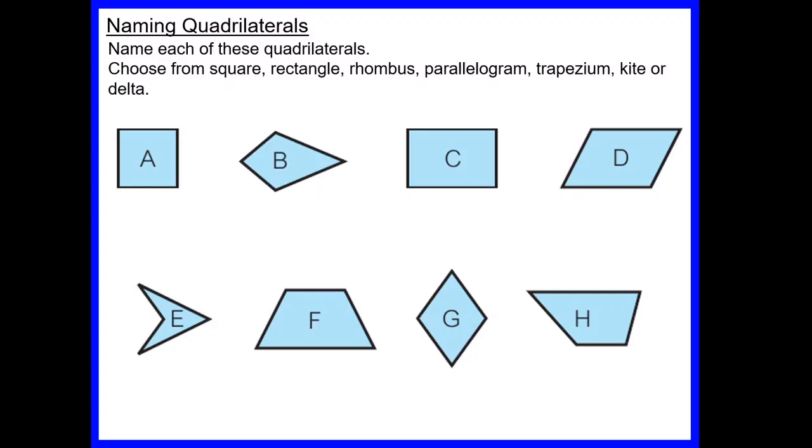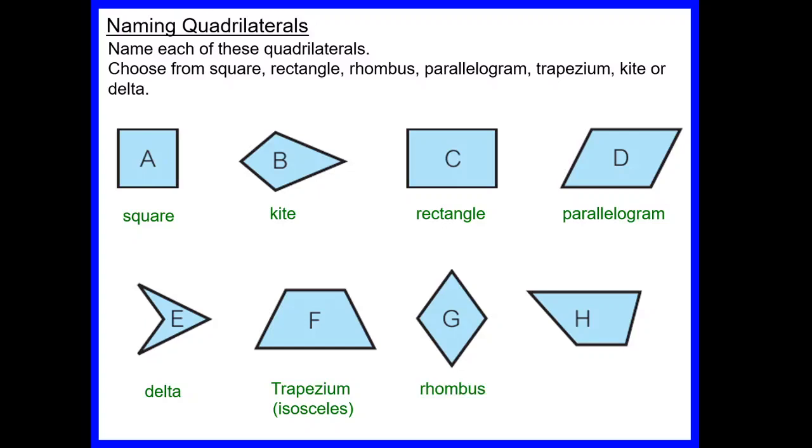Okay, so our first one, A, then we can see that all 4 sides are the same length, and that tells us that one's a square. B is a kite. C, a rectangle. D is a parallelogram. E is the delta. F is a trapezium. Now it's a particular type of trapezium, an isosceles trapezium, so it's worth making a note of that. G is a rhombus, and H is an irregular trapezium, so we just call that one trapezium.